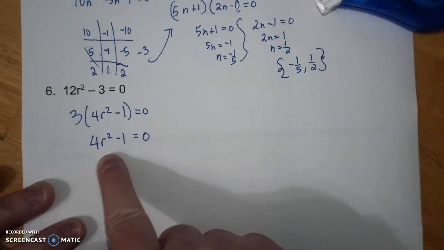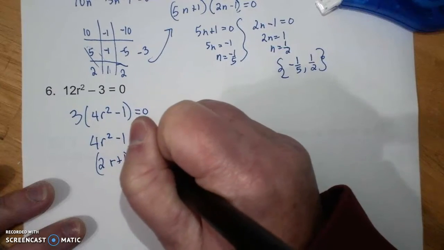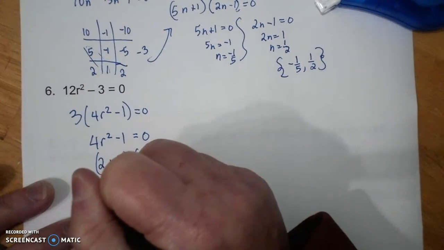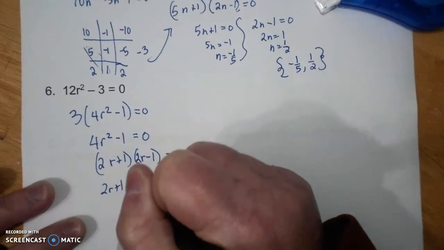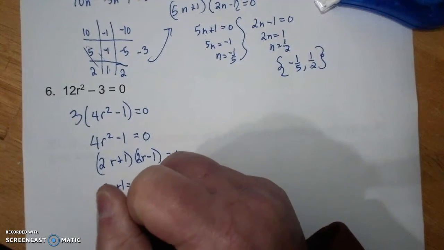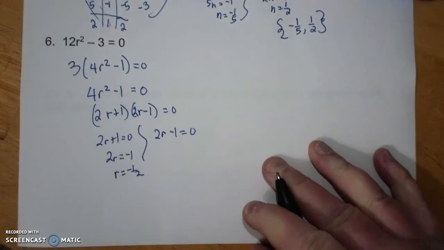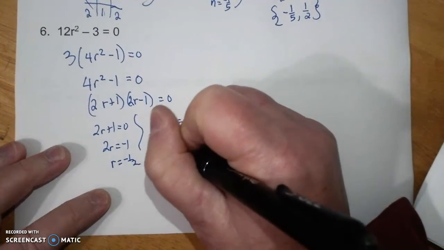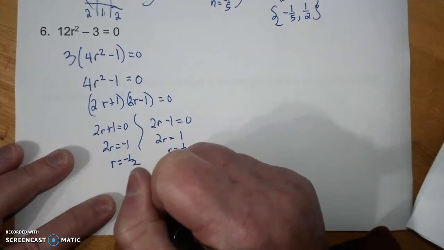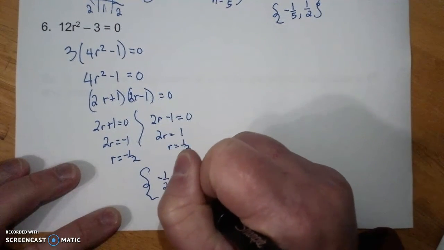I'm going to notice that these are perfect squares, so that is 2r plus 1 and 2r minus 1 equals 0. So 2r plus 1 equals 0, or 2r minus 1 equals 0. 2r equals negative 1, r equals negative 1/2. 2r equals 1, r equals 1/2. My solution set is negative 1/2 and 1/2.